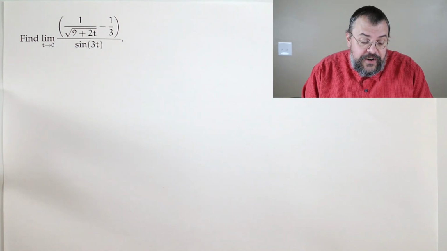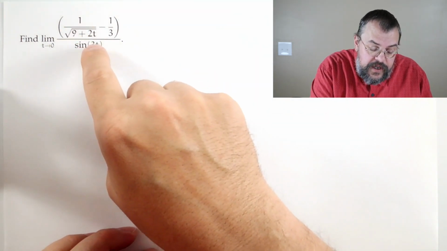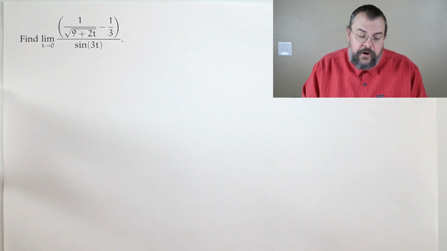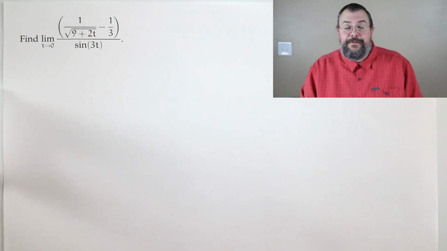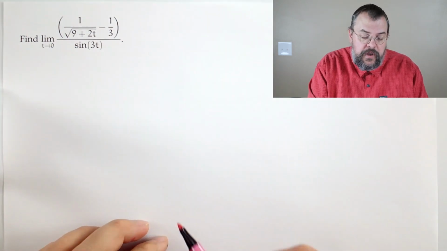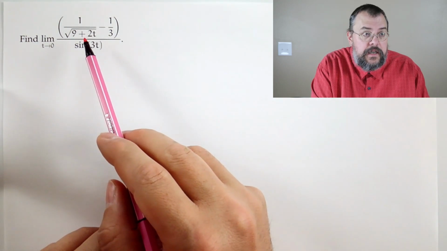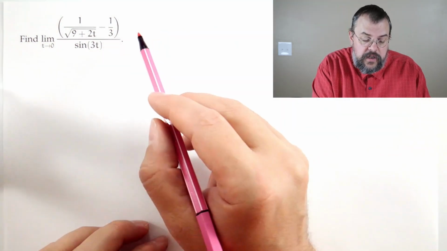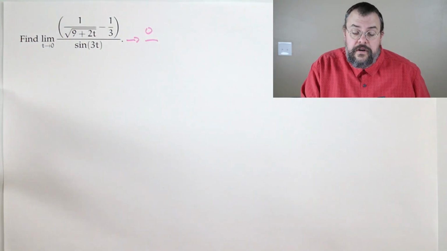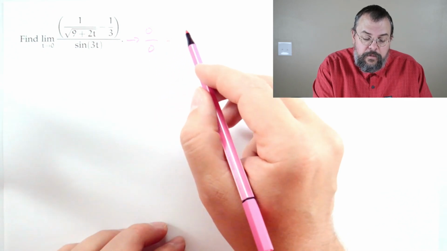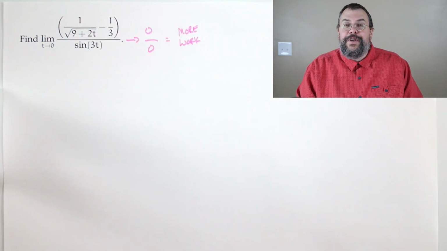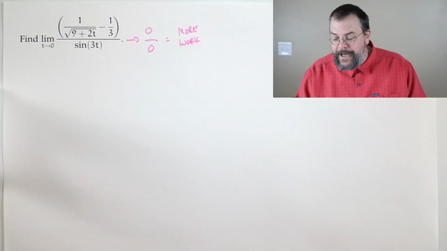Find the limit as t goes to 0 of 1 over square root of 9 plus 2t minus a third, over sine of 3t. Interesting looking problem. Okay, the first thing you should always check is what happens when we plug 0 in. Upstairs, you get 1 over square root of 9, which is a third, minus a third. So upstairs, we're going to 0. Downstairs, sine of 0 is 0. So it's 0 over 0, which means more work. That's okay. We don't mind more work because we'll get to do some elegant math along the way.